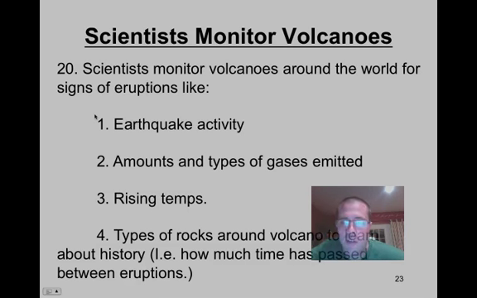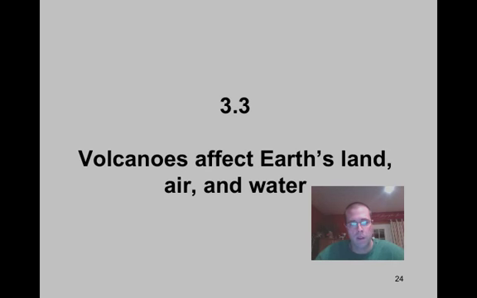Scientists monitor volcanoes around the world for signs of eruptions, like increasing earthquake activity, the amounts and types of gases being emitted, and rising temperatures near the surface, because if temperatures are rising, that's telling us that magma is getting closer to the surface. They also study the types of rocks around the volcano to learn about its history. In other words, we can date these rocks to see how much time has passed between big eruptions. So we can figure out when we should expect another large eruption or activity out of a certain volcano. Volcanoes are somewhat predictable. Earthquakes are not. That's important to remember there. And hey, that's where we're stopping.